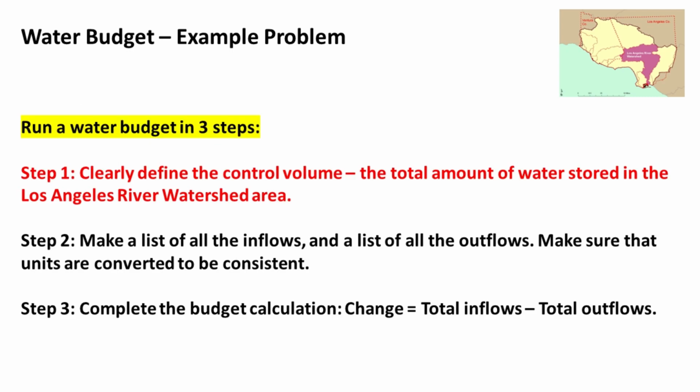To perform a water budget for any water storage system, we will first need to clearly identify the control volume. In this problem, the control volume is defined as the total amount of water stored within the area of Los Angeles River watershed. The second step in running a water budget is to identify all the inflows and all the outflows and list their values using a consistent unit.